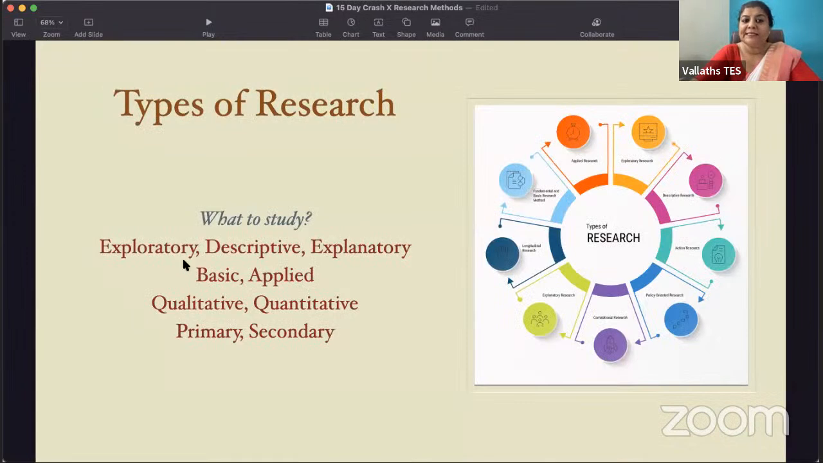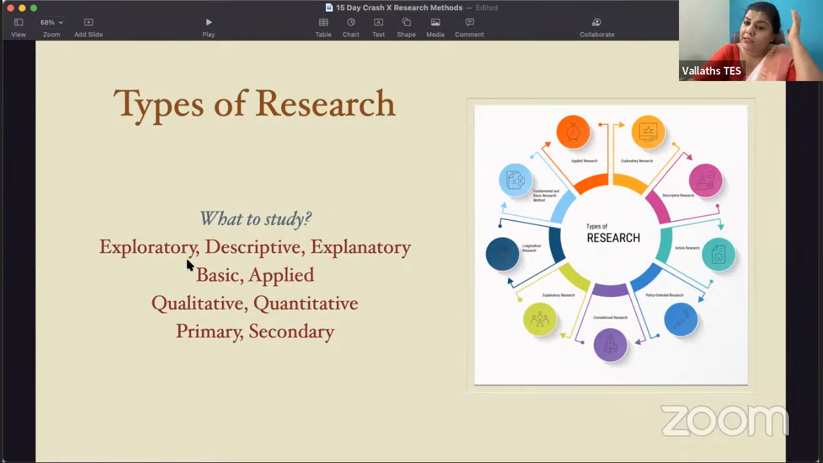Second topic here is types of research. As all of you know, there are so many kinds of research that we come across on the internet. When we talk about types of research, when we do research on research, you will come across so many terms like applied research, descriptive research, quantitative and qualitative research. Now, what are these terms?